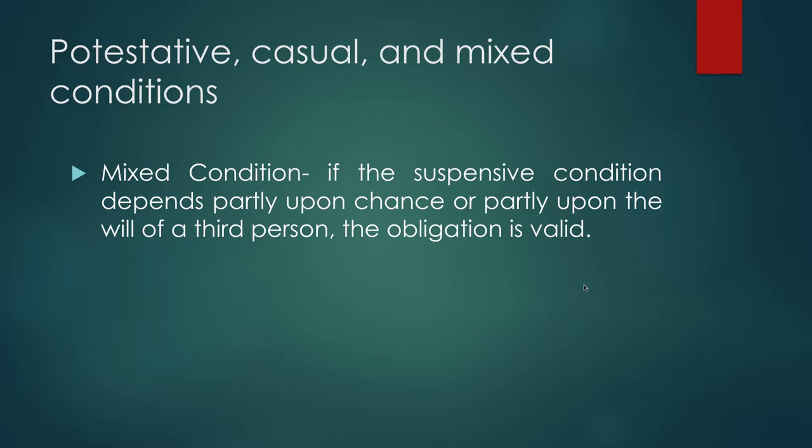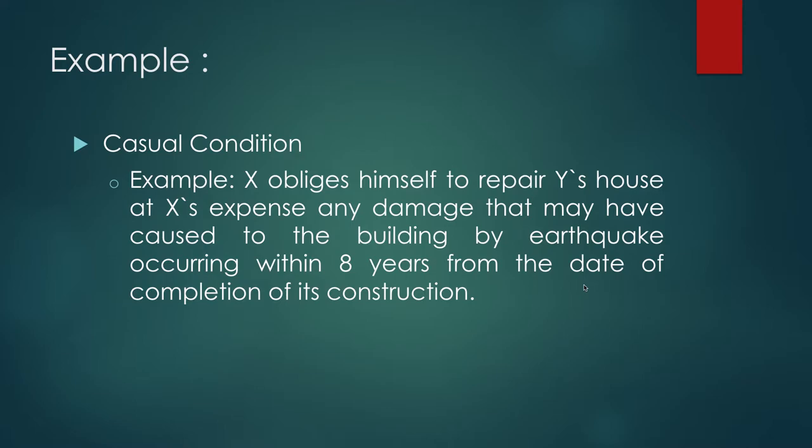then the obligation is valid. So example, X obliges himself to repair Y's house at X's expense, any damage that may have been caused to the building by earthquake occurring within 8 years from the date of completion of its construction. So this is depending upon the will of a third party. So X obliges himself to repair the house at X's expense any damage that may have been caused to the building by earthquake within 8 years.